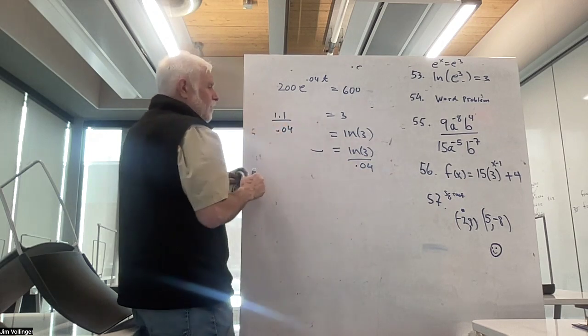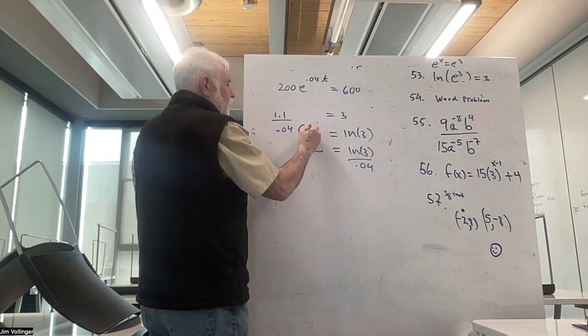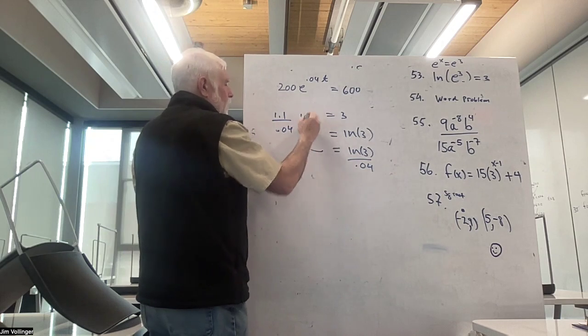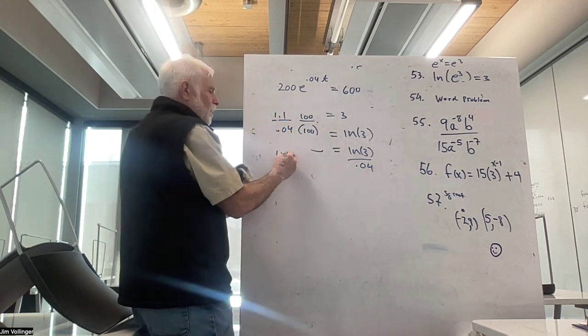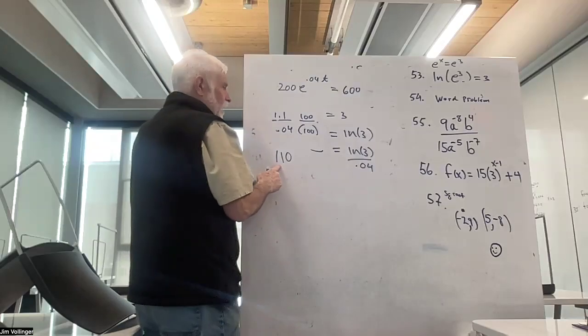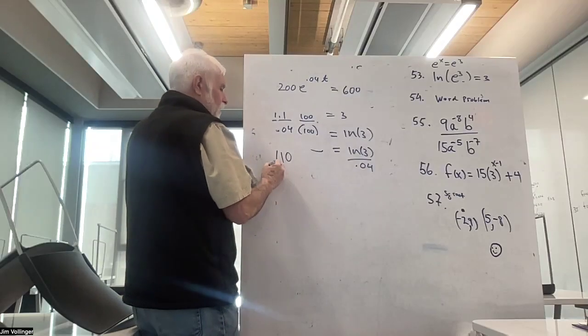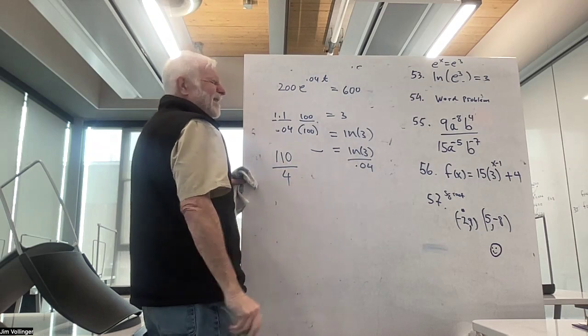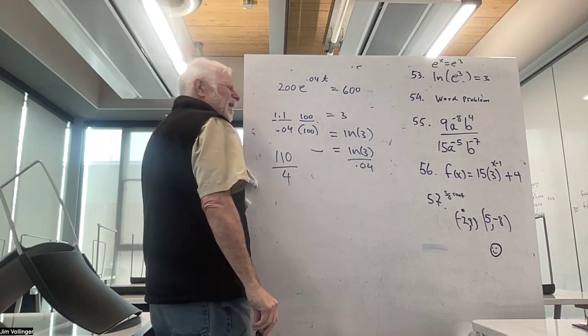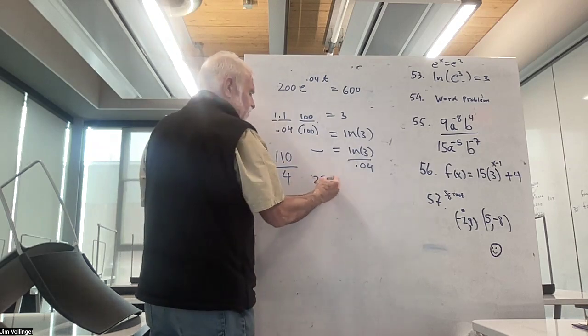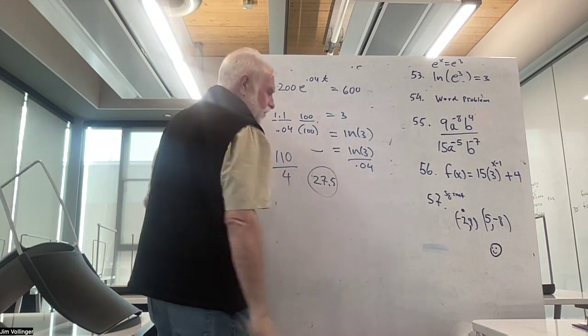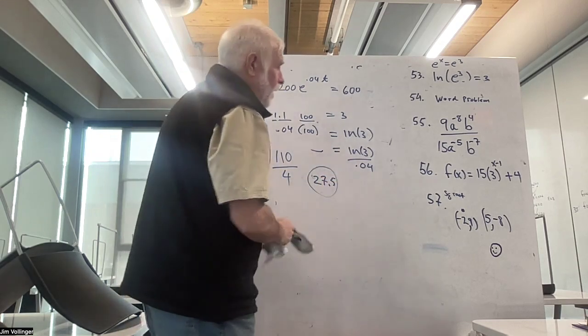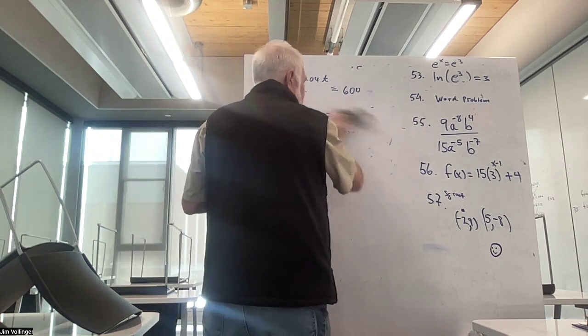And if we want to get rid of the decimals, I'll multiply by 100 and by 100. That means I move the decimal 2 places to the right. So that's 110 years divided by 4, which I think 4 goes into 110, so 27.5 years. I believe it's correct.